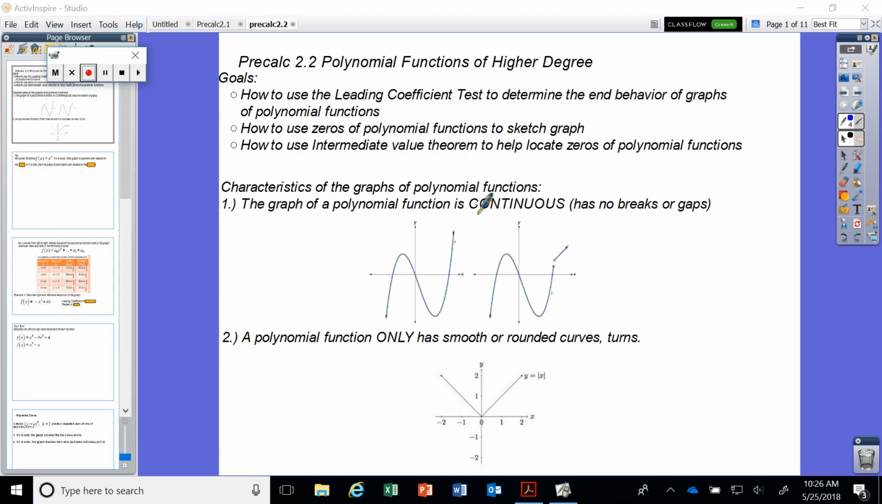But if you remember correctly, what it means to be continuous is that you can take your pencil over the entire graph and not have to lift it up. There are no breaks, no gaps, anything like that. So it has to be a continuous function.